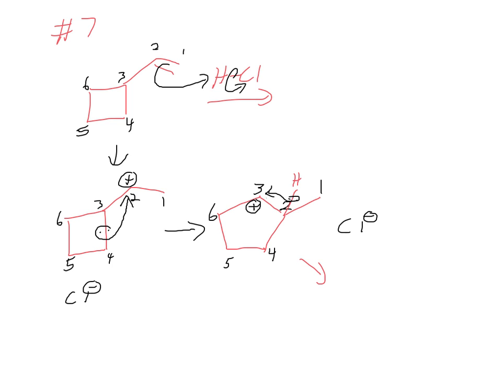And now we'd have what kind of carbocation? A tertiary carbocation. And where's the plus charge at? On 2. Cl minus is there. Now we're done.